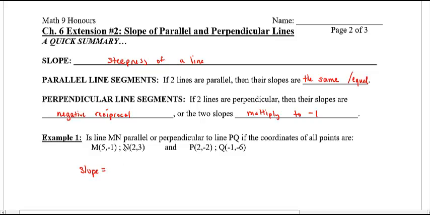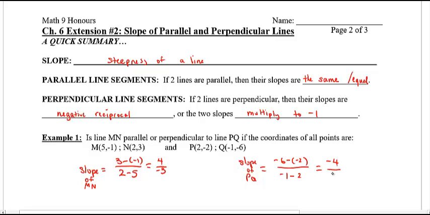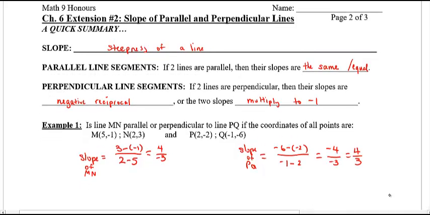Yeah, so I'll find the slope of MN, y sub 2 minus y sub 1 over x sub 2 minus x sub 1. 4 over -3. That's what I got here. Okay, so that's the slope of MN. How about the slope of PQ then? -6 minus -2 all over -1 minus 2. That's -4 over -3. That equals +4 over 3. So notice that the slopes here are not the same, so they're not parallel.